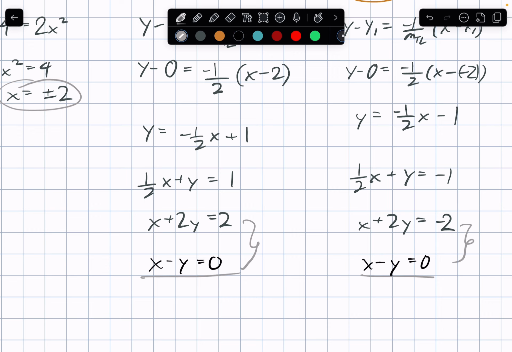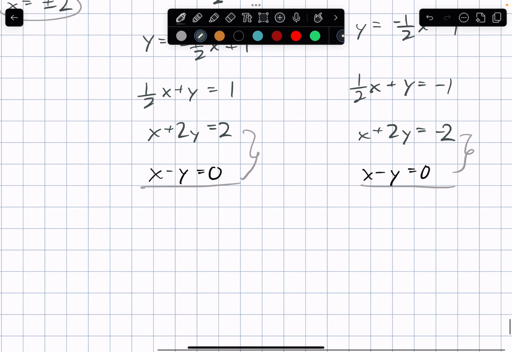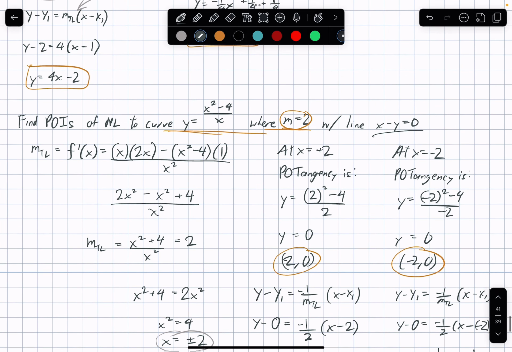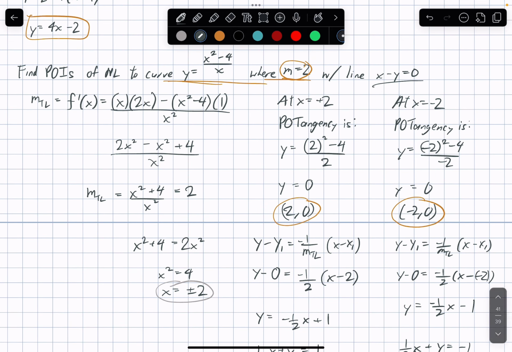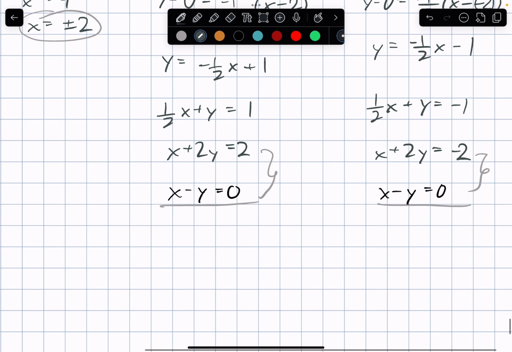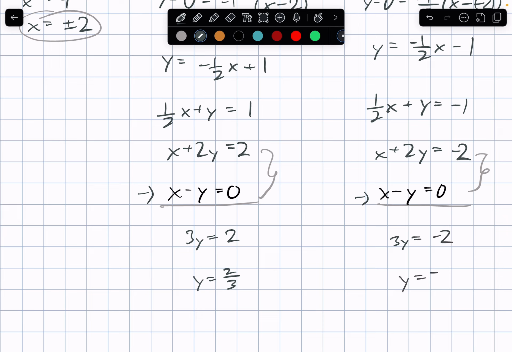Use systems of linear equations to identify x and y, and they will be the points of intersection of the normal line to this curve. So proceed. Let's try minus, elimination method. 3y is equal to 2. y is equal to 2 over 3. Other side, minus also. 3y is equal to -2. y is equal to -2/3.